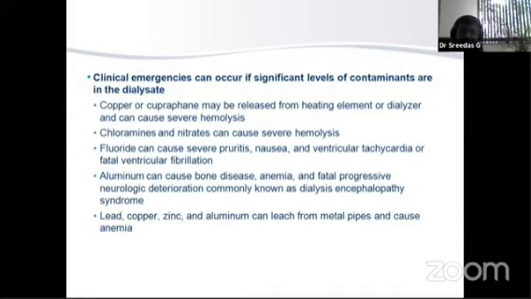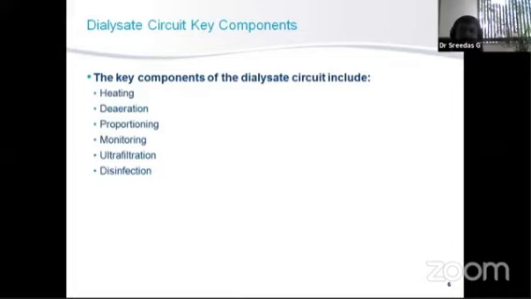Again, lead, copper, zinc, and aluminum can leach from the metal pipes. We don't usually use metal pipes because of this problem. We use PVC pipes nowadays. These can cause anemia. So coming to the dialysis circuit, the key components of the dialysate circuit include heating, deaeration, proportioning, monitoring, ultrafiltration, and disinfection. We'll go through all these components quickly.